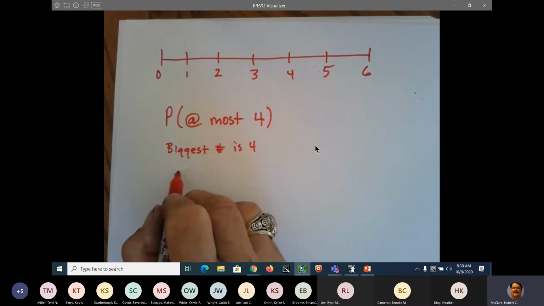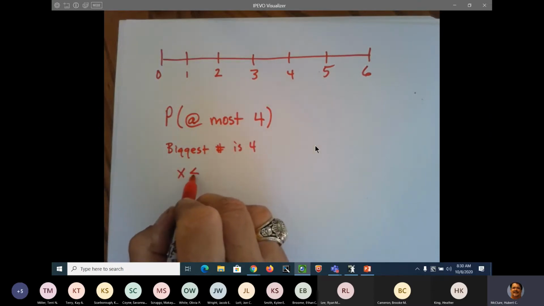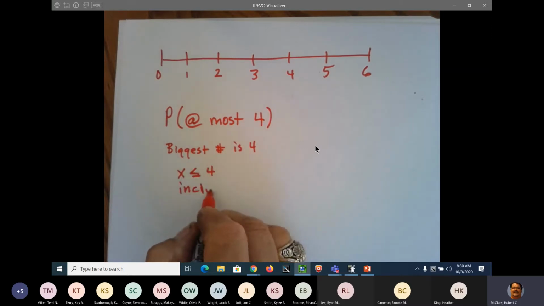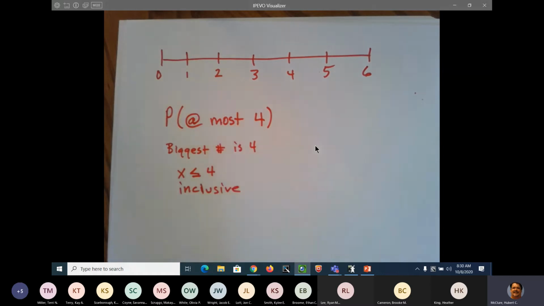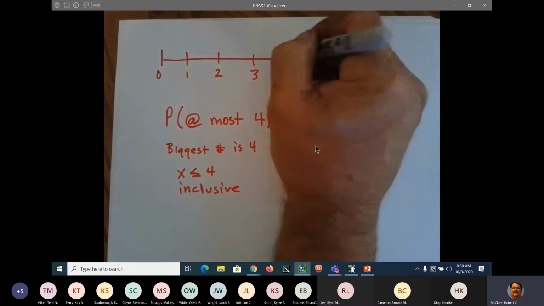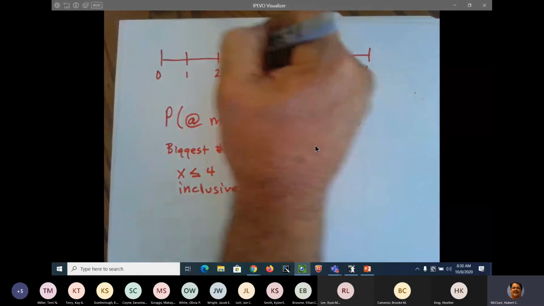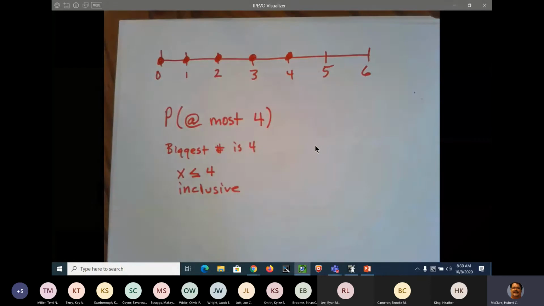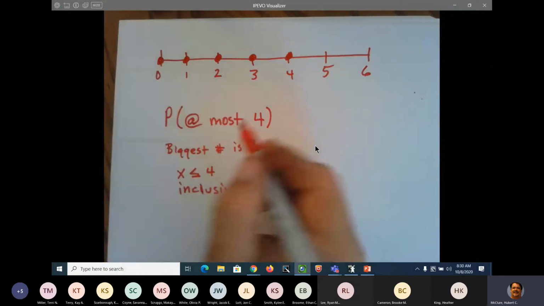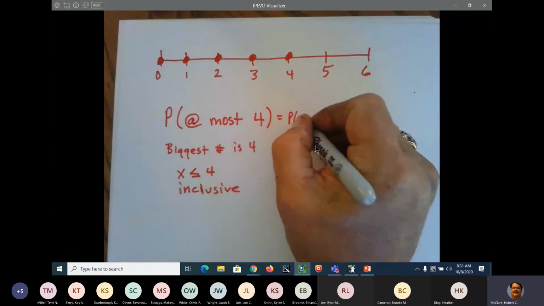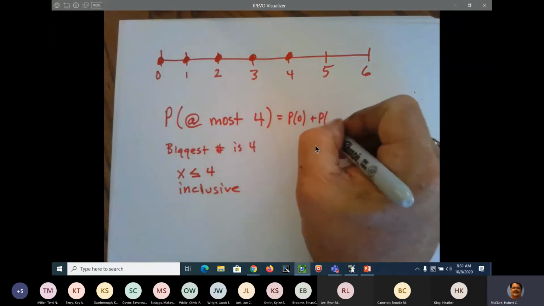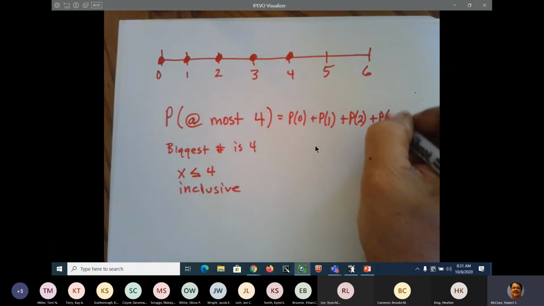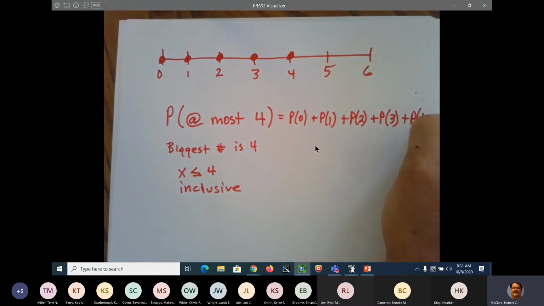And we are talking about the numbers less than or equal to 4 because we said at most 4 was inclusive from our previous notes. So that means 4, 3, 2, 1, and 0. Now I could do that. I could say equals probability of 0 plus probability of 1 plus probability of 2 plus probability of 3 plus probability of 4.